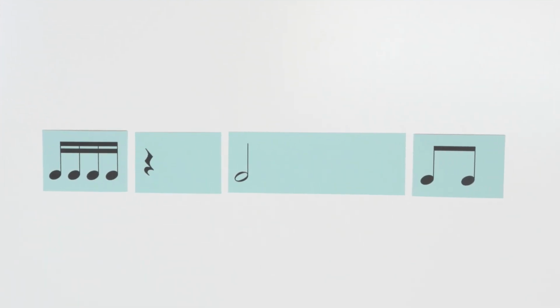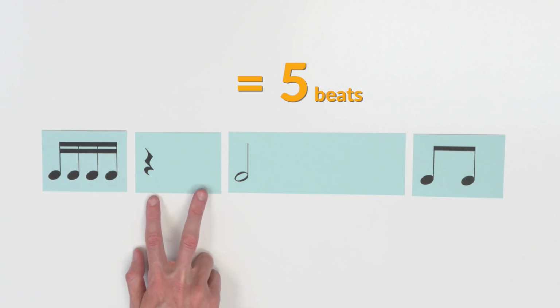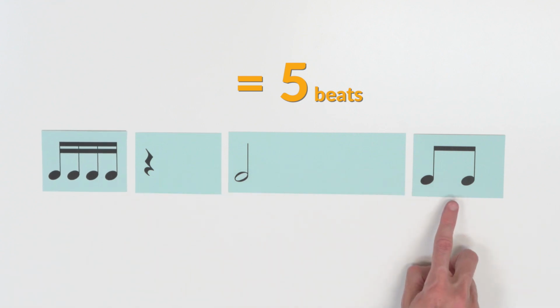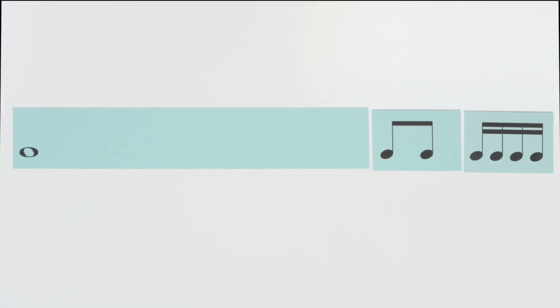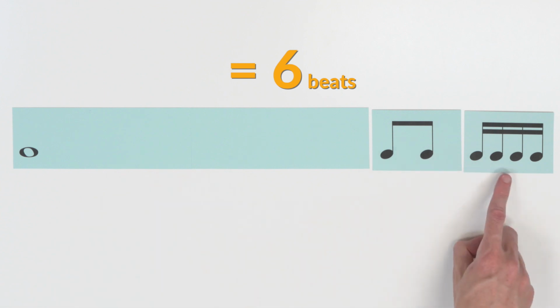How many beats in this rhythm? If you said 5, you're correct. 4 sixteenth notes together equal 1 beat. 1 beat plus 2 beats plus 1 more beat equals 5 beats. Let's try one more. How many beats in this rhythm? If you said 6, you're correct. 4 for the whole note, plus 1, plus 1.